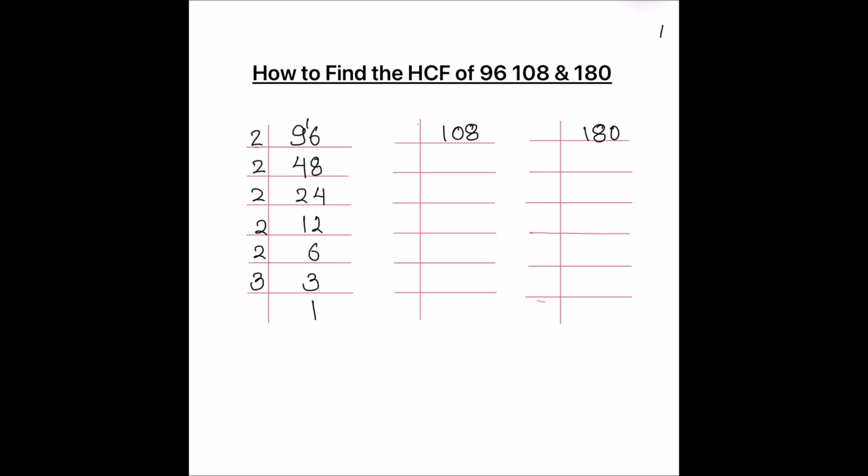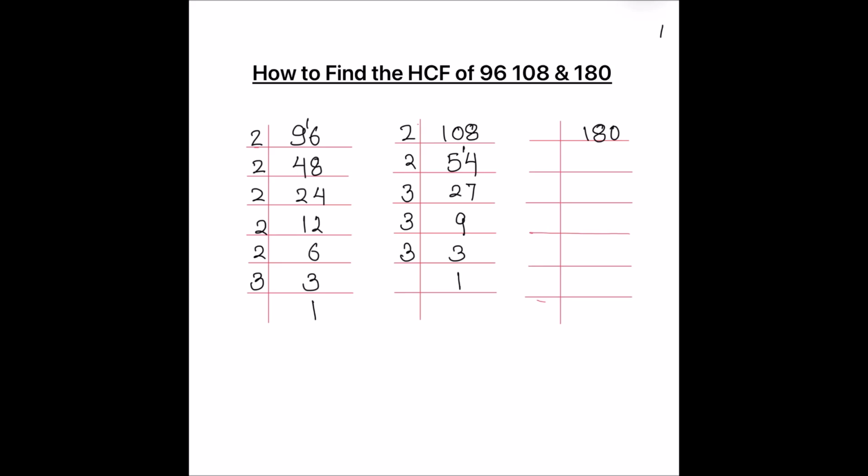Now we will find the factors of 108. It is also an even number, so it is easily divisible by 2. 2 times 5 is 10, 2 times 4 is 8, 2 times 2 is 4, 1 is remainder, this becomes 14. 2 times 7 is 14. Now 27 is an odd number, it is divisible by the next prime number 3. 3 times 9 is 27, 3 times 3 is 9, and 3 times 1 is 3.